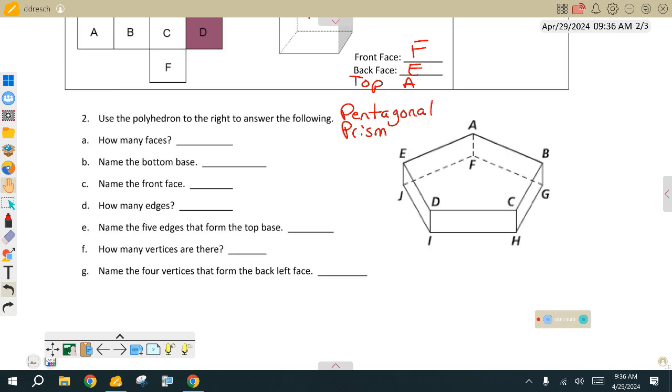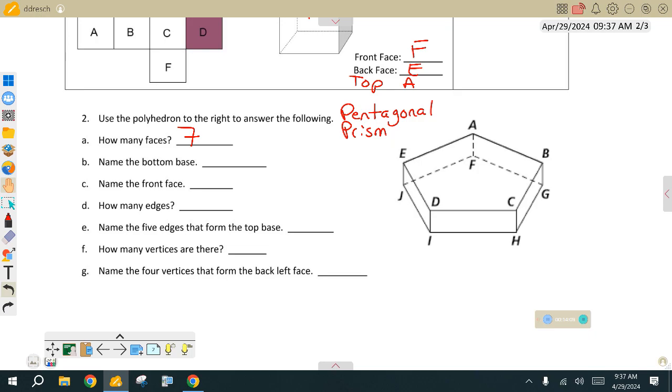7, right? It's a pentagon, right? With a pentagon as the base, 5 lateral faces connect those 5 edges at the top. And then don't forget about the 2 bases. So there's 7 total faces: 2 bases and 5 lateral faces.